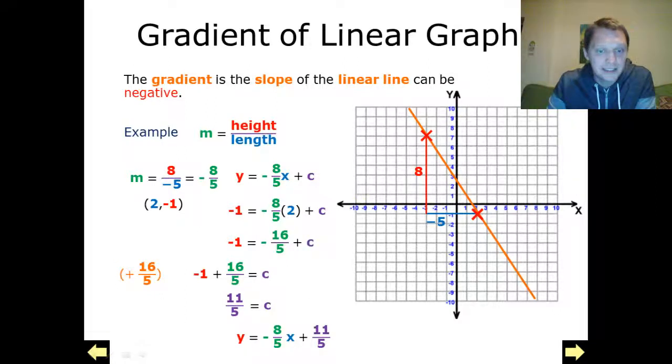So putting this back into our line equation, we get y equals negative 8 over 5x plus 11 over 5. And that is our end solution for calculating our line equation through calculating our gradients.